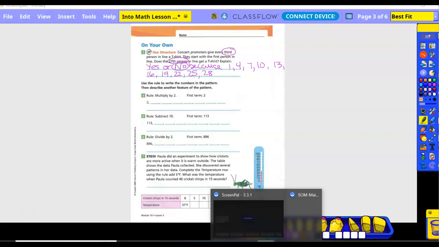Use the rule to write the numbers in the pattern, then describe another feature of the pattern.